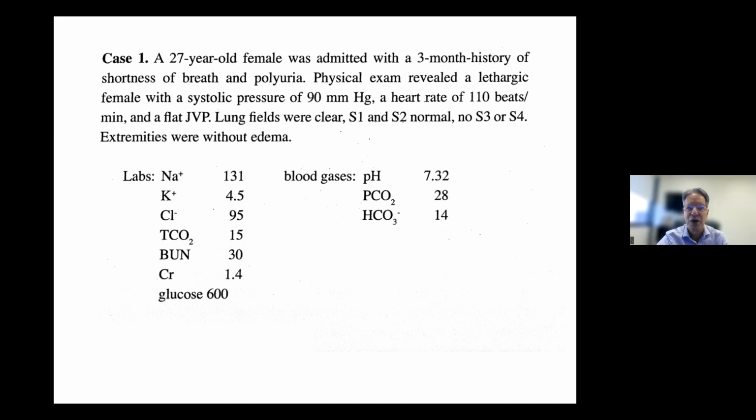So here's the first question. It's a 27-year-old who was admitted with a 3-month history of shortness of breath. And you can see here, there was also polyuria. The exam showed a pressure of about 90 and tachycardia, the JVP was flat and the extremities were without edema. So for each of these, there's going to be one question.